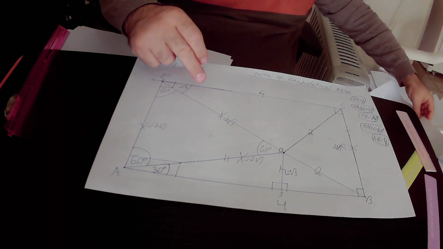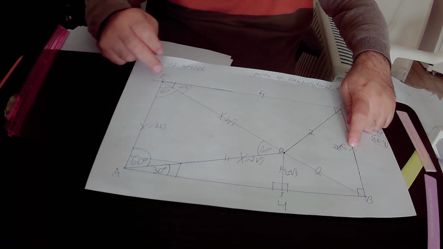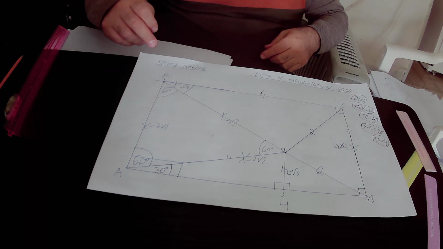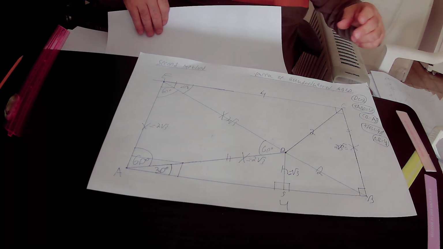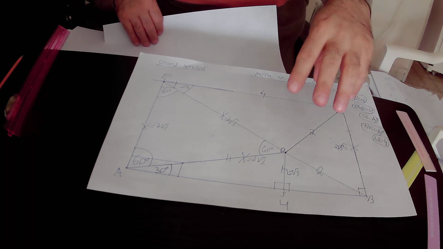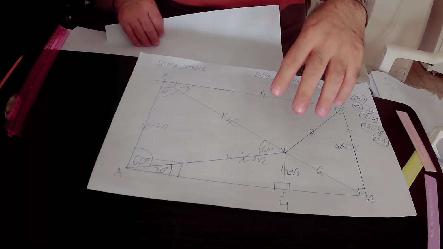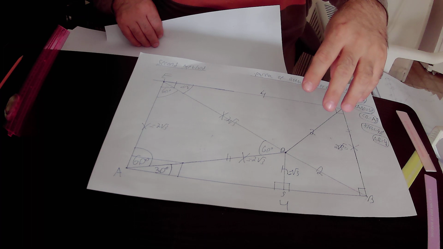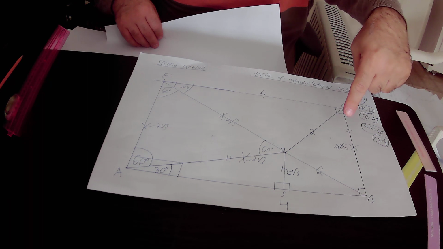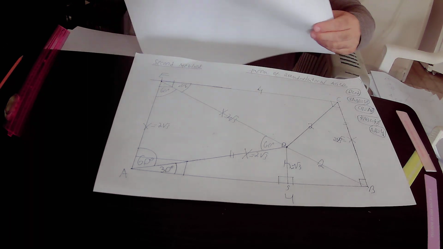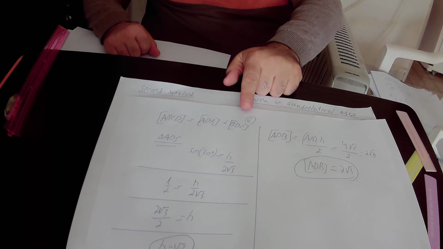So we can write here that x equals 2 times square root of 3 units. Then we can easily find the area of quadrilateral ABCD, which consists of two triangles, triangle ADB and triangle BCD. The area of quadrilateral ABCD will be equal to the area of triangle ADB plus the area of triangle BDC.